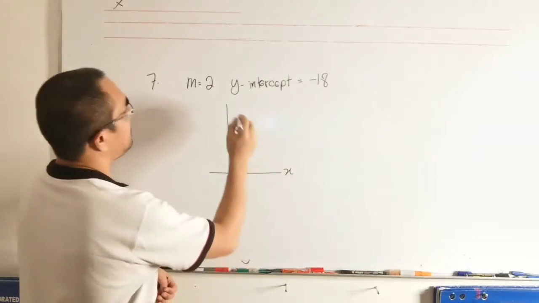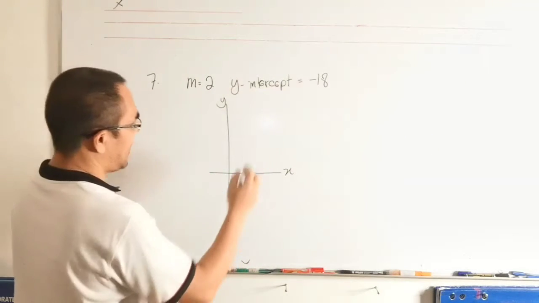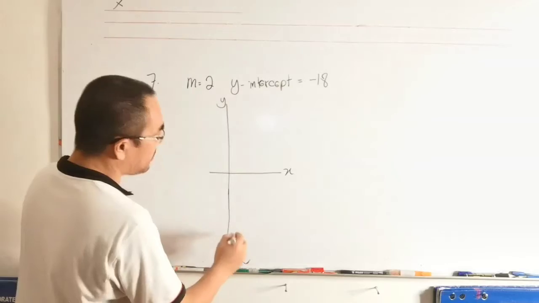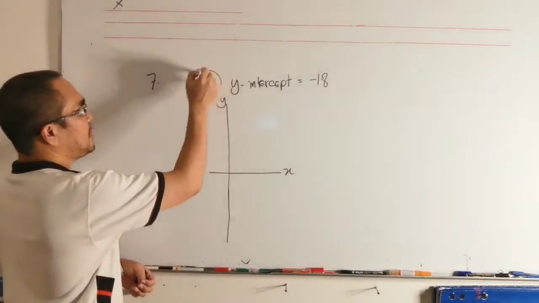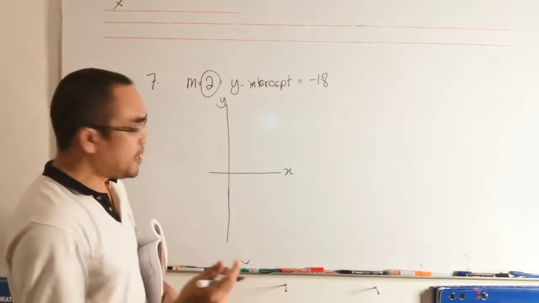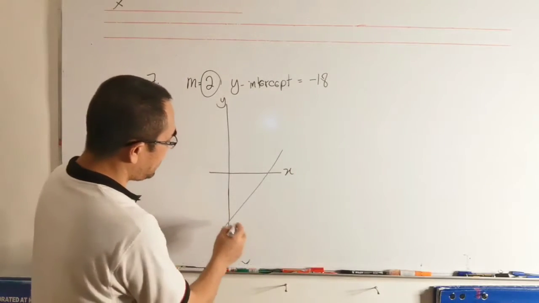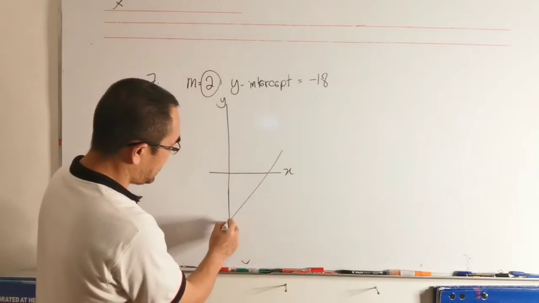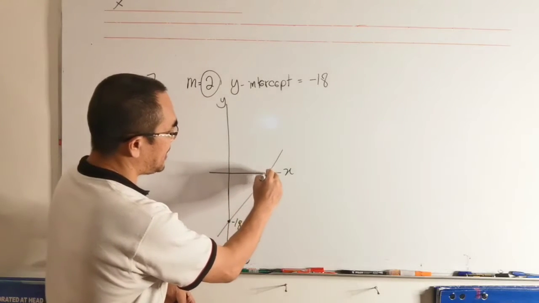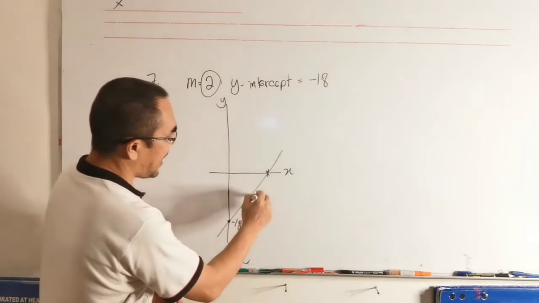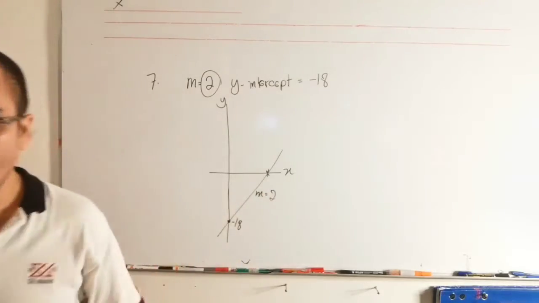This is the x-axis, this is the y-axis. The y-intercept is negative 18, so it should be down here. M is 2. If the gradient is positive, the line should go from left to right, and it goes up. So here is negative 18, this is the y-intercept, and here is the x-intercept, and M equals 2. Okay, so let's solve this.